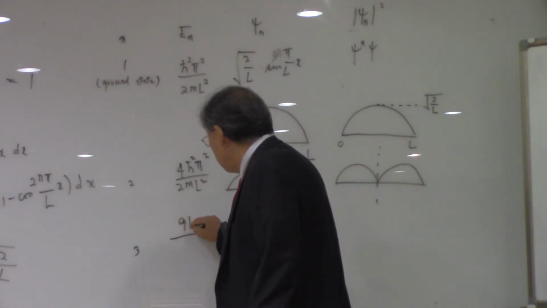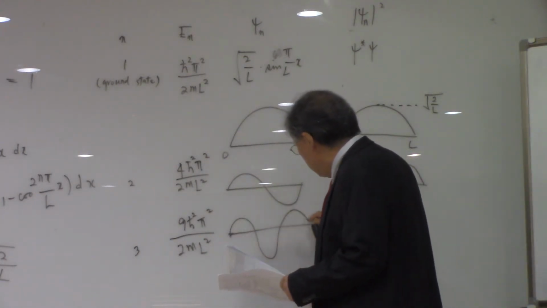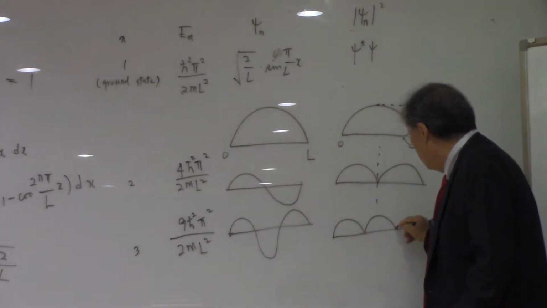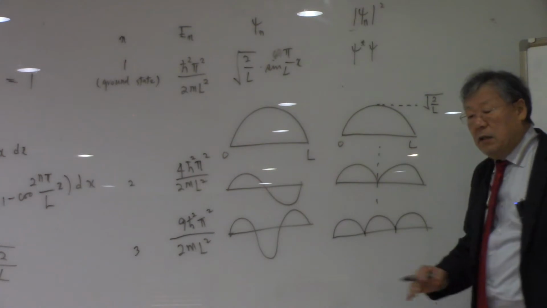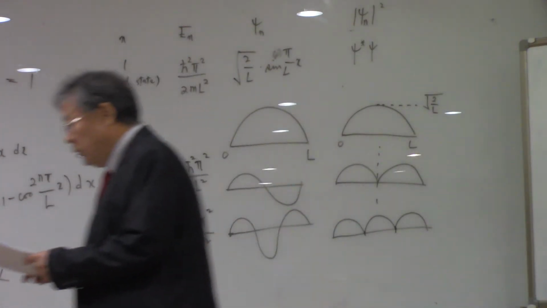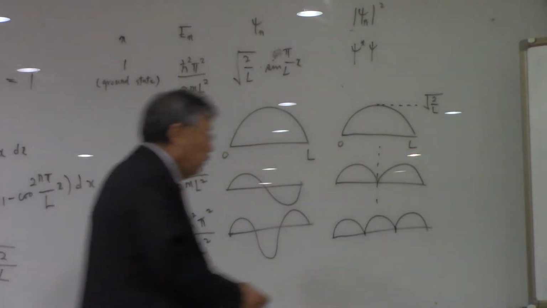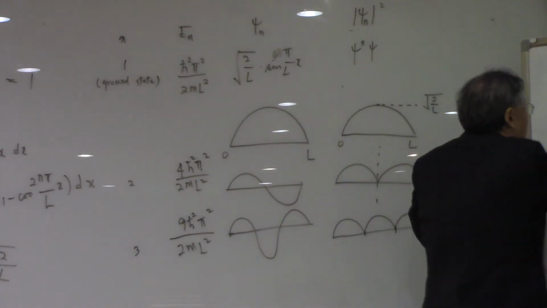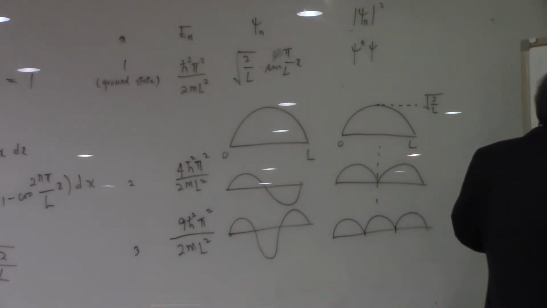What happens if we excite more? Then the energy state is 9 times h bar square pi square over 2m L square, and then the wave equation is going to look like this. And then the probability of finding a particle now is going to be something like this. And at 1/3 and 2/3, there's no chance for the electron to be there. That is a new finding, and a very unexpected thing, right?